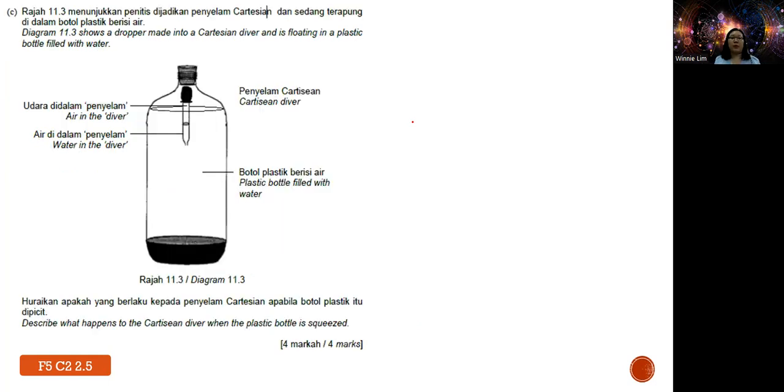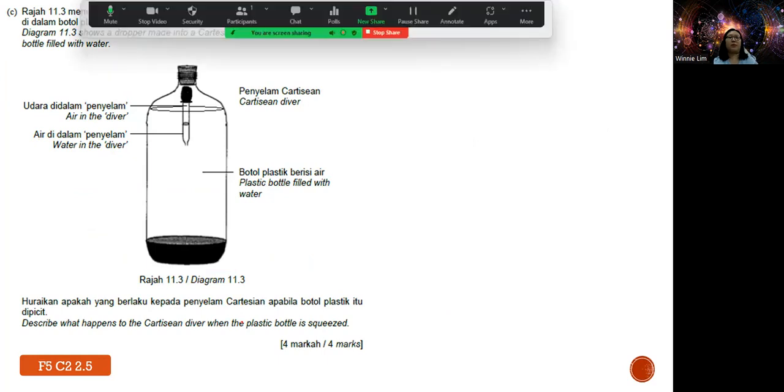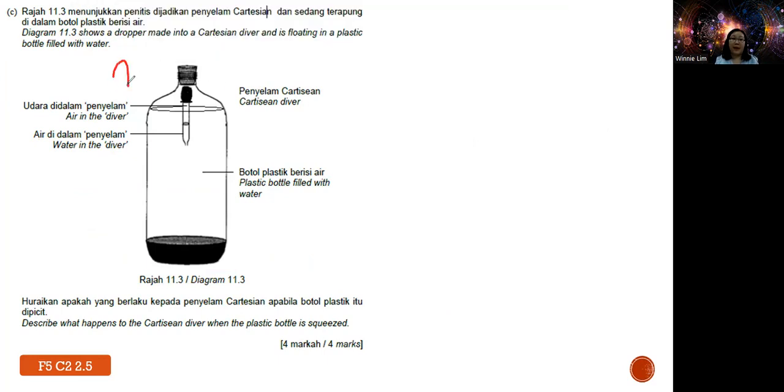Okay, then move on. You have another idea on concept questions. Diagram 11.3 shows a dropper made into a Cartesian diver and is floating in a plastic bottle filled with water. Describe what happened to the Cartesian diver when the plastic bottle is squeezed. So what is this Cartesian diver? Basically you can make it with a dropper or a pen cap. You just need to add some weight and make sure it can float upright.